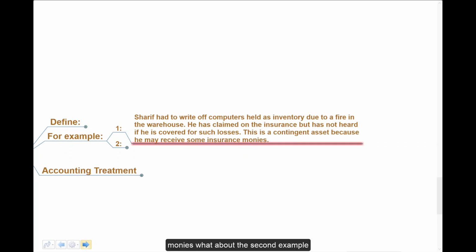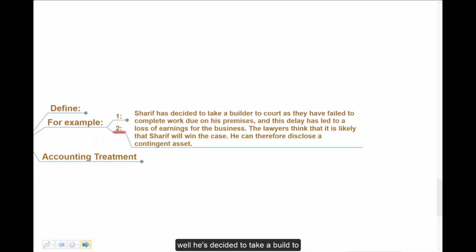What about the second example? Well, he's decided to take a builder to court. They've failed to complete work on his premises. This delay has led to a loss of earnings for the business. The lawyers think that it is likely, note likely, Sheriff will win the case. He can therefore disclose a contingent asset, note likely or probable. So therefore, let's make a disclosure.